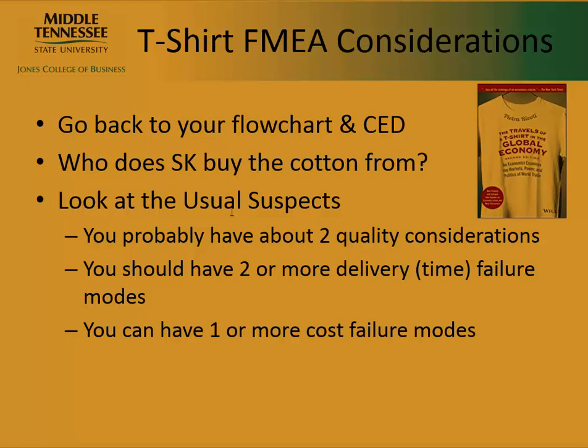And then look at the usual suspects. Remember, we had that triangular diagram earlier of quality and cost and time. So you probably have about 2 quality considerations. A hint here: this is a sewn T-shirt that is screen printed. So that was a pretty loud hint, as my daughter would say. I would say at least 2 or more delivery or time failure modes. This is basically you deliver late. If you think about where this is coming from and the distances it's traveling, that could be a factor, certainly. And then finally, 1 or more cost failure modes.